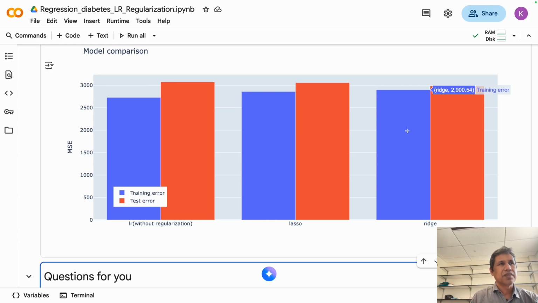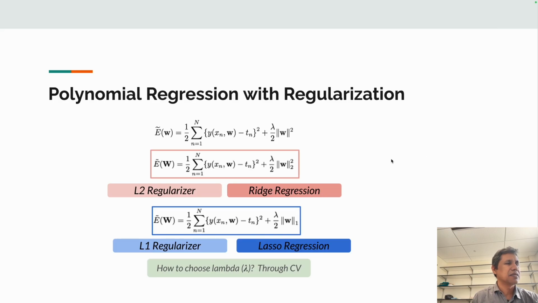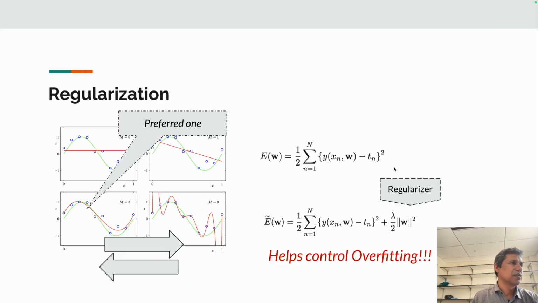So one conclusion we can draw is that these two regularizers were able to reduce the difference between training and test error. And how did they do that? Because they somehow stopped the model from moving in this direction. They actually balance the performance.